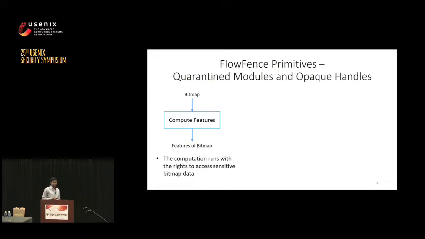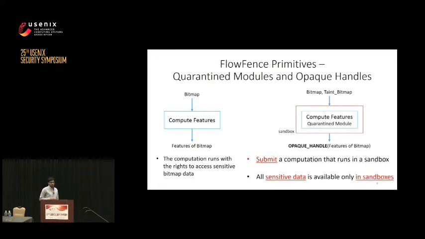Now, on FlowFence, the programmer would write a similar function, but he would have to submit this function to run as a quarantine module that executes in a FlowFence provided sandbox. All data on FlowFence is taint labeled, so in this case, taint_bitmap, and all of this data is only available within these FlowFence sandboxes that carefully control how information flows into and out of an associated quarantine module. When the time comes for such a module to return the results of the computation to a caller, FlowFence will intercept that return value and replace it with an opaque handle.